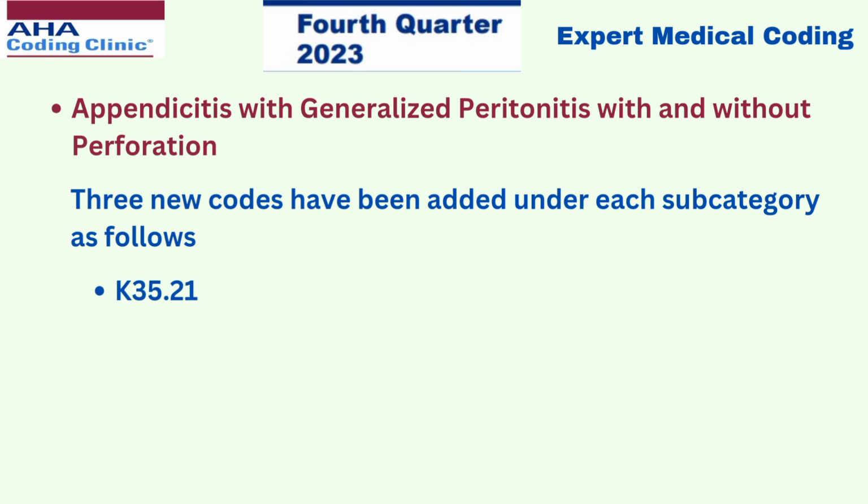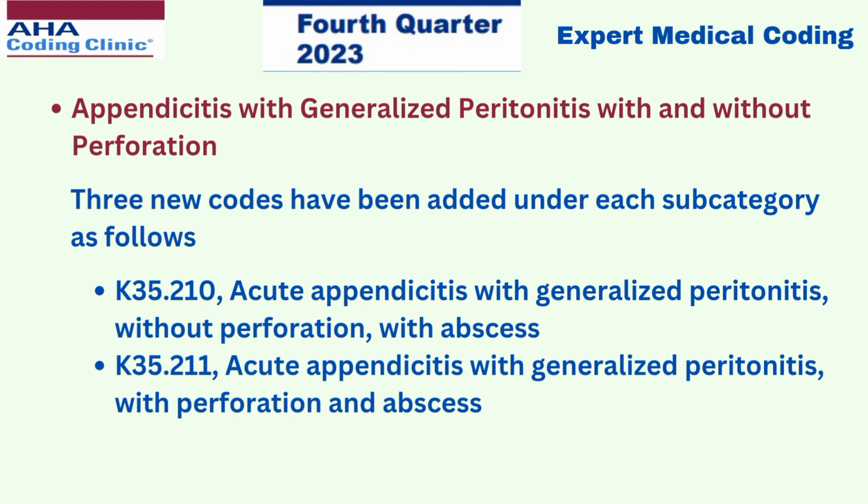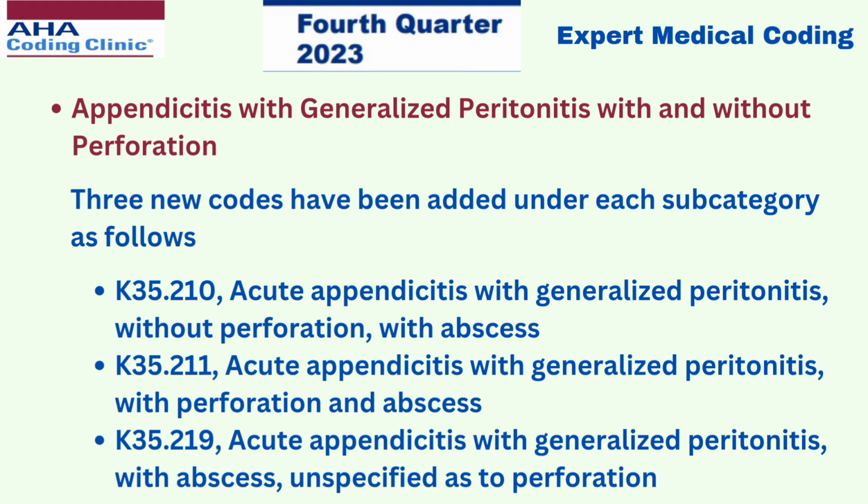And similarly for the subcategory K35.21, three new codes have been added, and they are K35.210 for acute appendicitis with generalized peritonitis without perforation with abscess, K35.211 acute appendicitis with generalized peritonitis with perforation and abscess, and K35.219 for acute appendicitis with generalized peritonitis with abscess, unspecified as to perforation. So here also the subcategory K35.21, that is acute appendicitis with generalized peritonitis with abscess, has inclusion of the terms without perforation, with perforation and unspecified as to perforation.